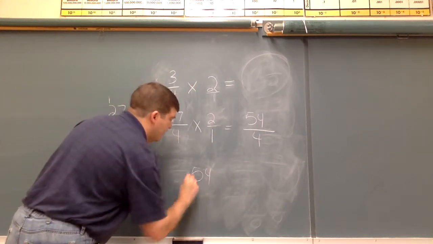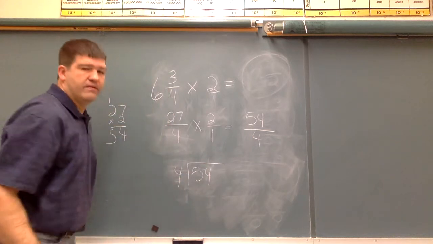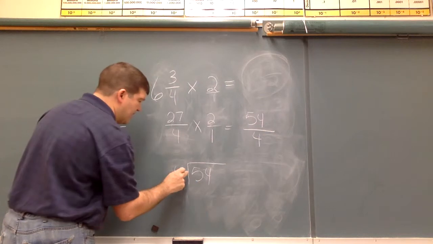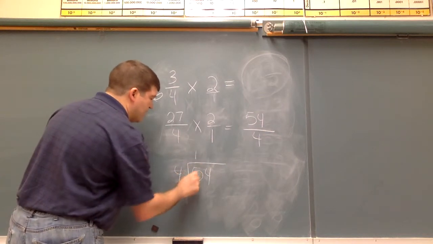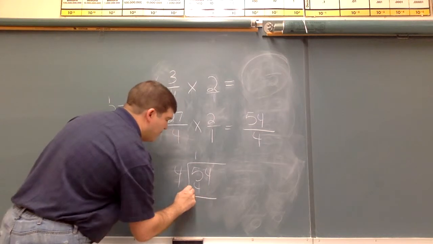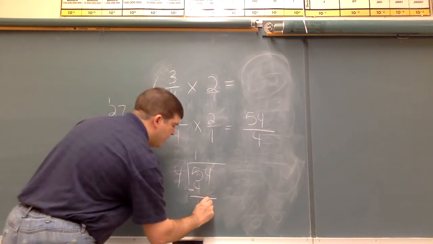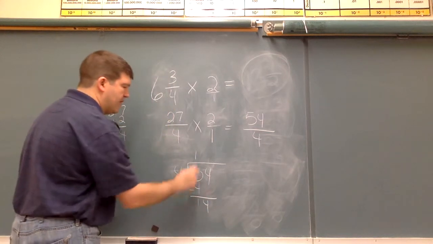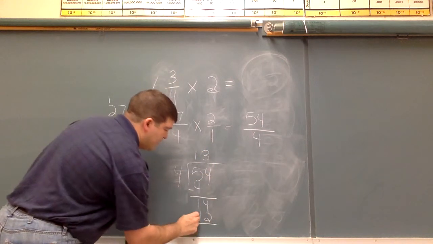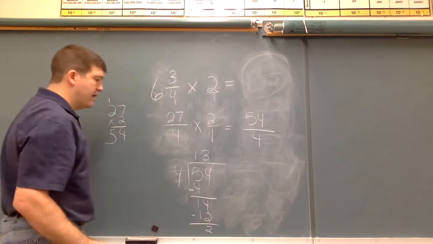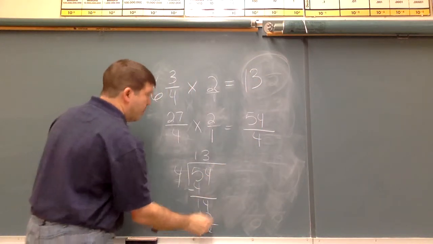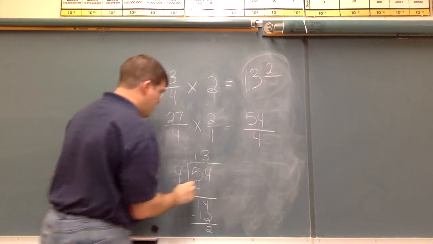54 divided by 4. 54 is a lot bigger than 4, so it's going to topple over. We can't have that. So 4 goes into 5 1 times. 1 times 4 is 4. Subtract that out, I get 1. I bring down the 4. 4 goes into that 3 times. 3 times 4 is 12. Subtract that out, I get 2. Okay, so now I have 13. And then my remainder is 2 over 4.